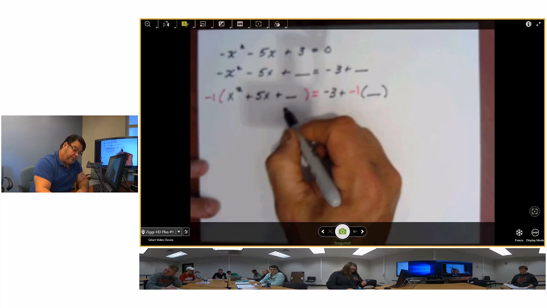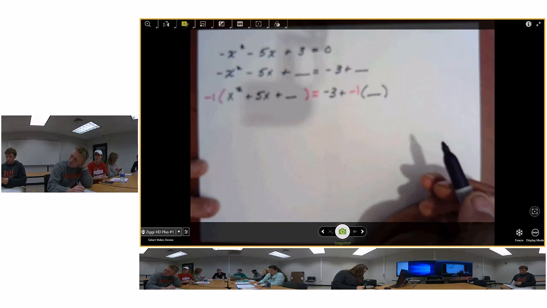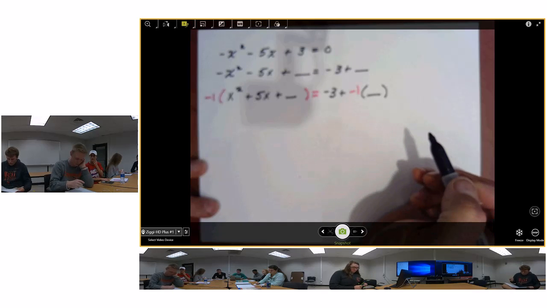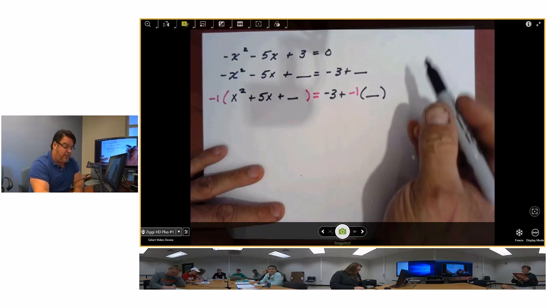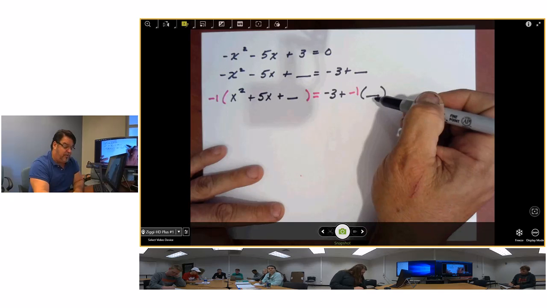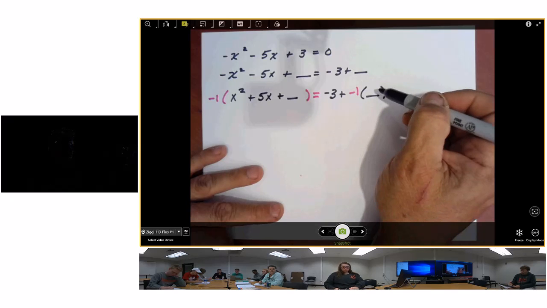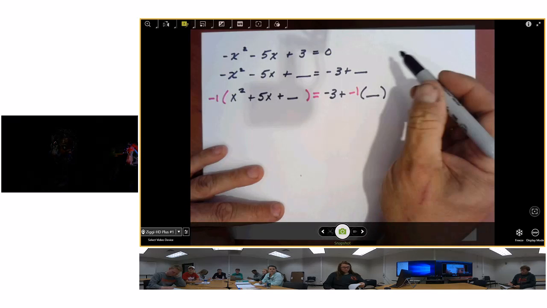Anyway, would you factor the negative 1 out of the negative 3 also? No, you never do that. And that goes back to when I said, you remember when I said multiply the negative 1 times this blank and just trust me? Because if I showed you the derivation, it would confuse you even more. Just trust me. Okay? All right.